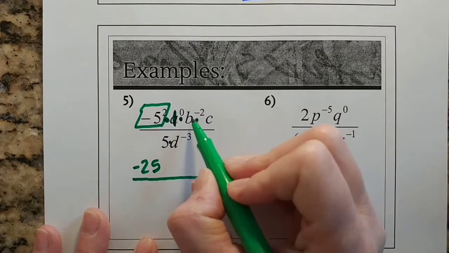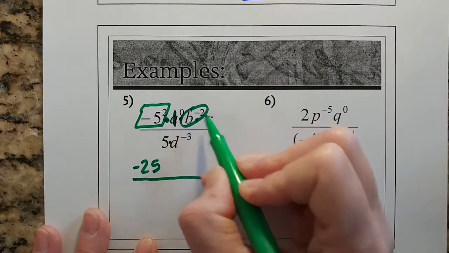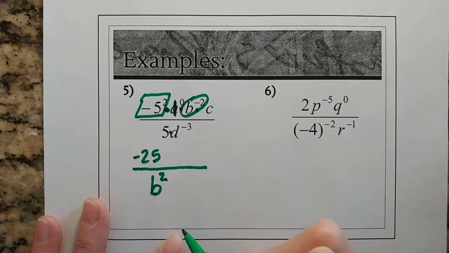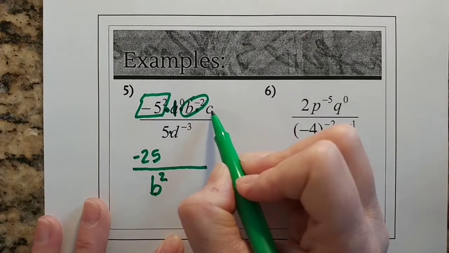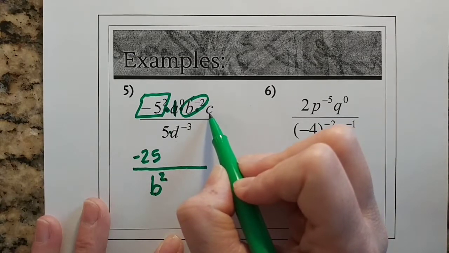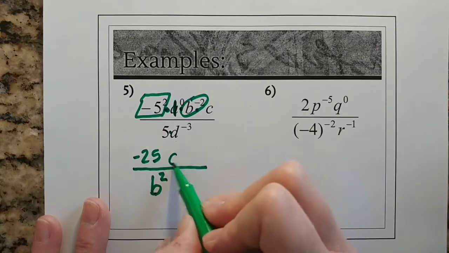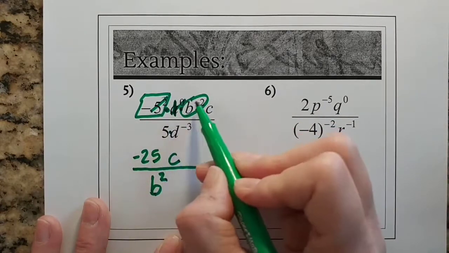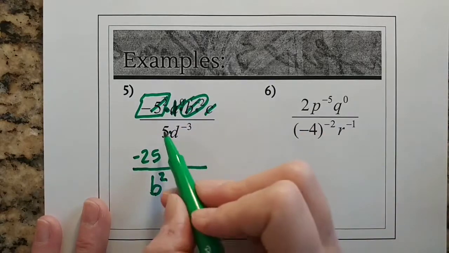Now the b. The b has a negative exponent, so we're going to move it downstairs and make it a positive exponent. Moving it downstairs right away. Now I have a c. The c is just fine where it is. Okay, so we're going to leave it up here. So I've dealt with everything in the top. I did this, I did this, I did this, and I did this. Now let's go down here.